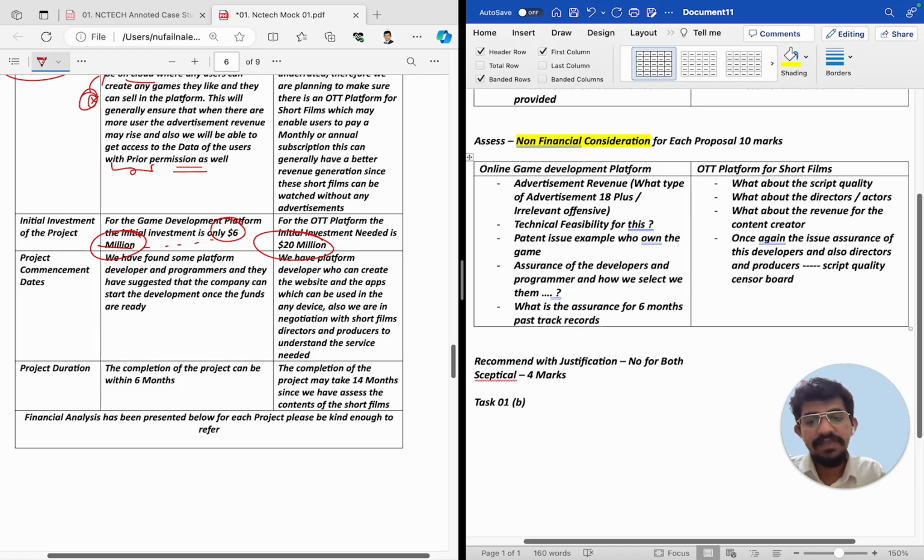The completion of the project may take 14 months, since we have assessed the contents of the short films. So I just want to be clear, 14 months. Why 14 months? And I have to ask, do they have any time breakdown structure? Because they have to give a time breakdown structure in order to make sure the quality of the contents is much stronger and clearer.